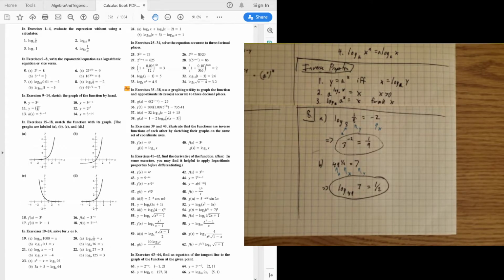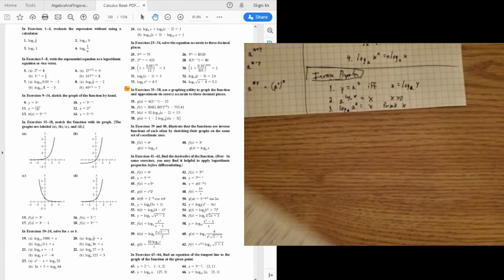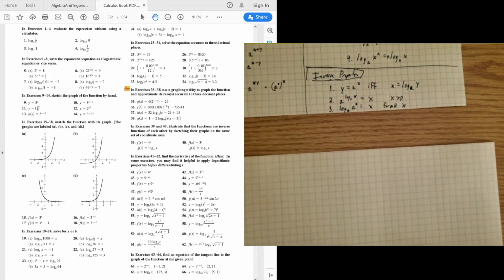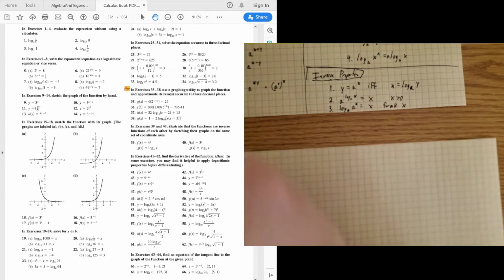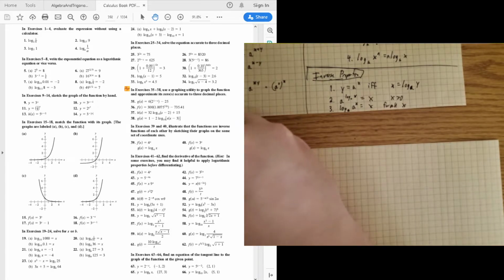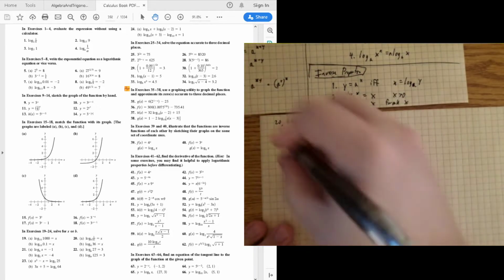Now, the secondary component we need to talk about is how to solve with these, because it's not just enough to be able to use them and verify the properties are true. They are. But now we need to actually be able to solve something with them. So let's look at 4 more problems. 20, 26, 30, and 32. Okay, so we're 20.